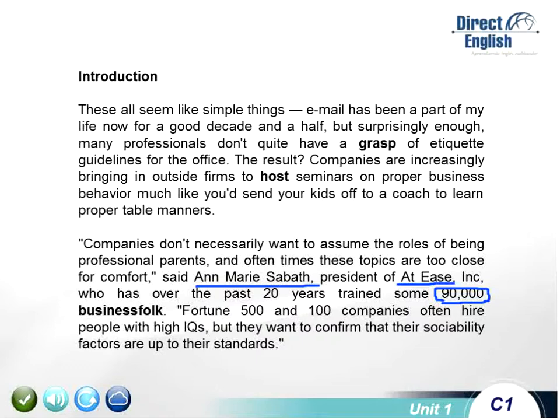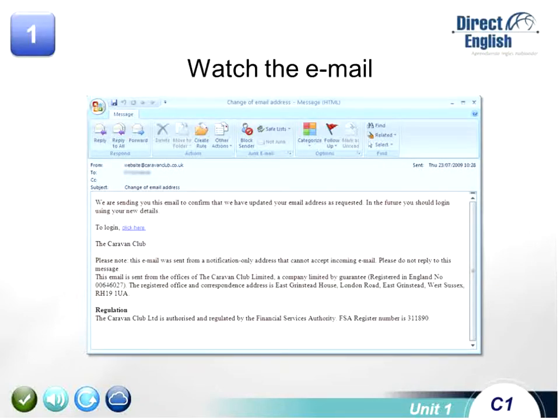There was another word that I heard here before. Let's see here. Over the past 20 years, business folks. Okay. I believe this is, again, just the introduction. So let's jump immediately into the first tip. Okay. What is the first tip, Alejandro Herrera?